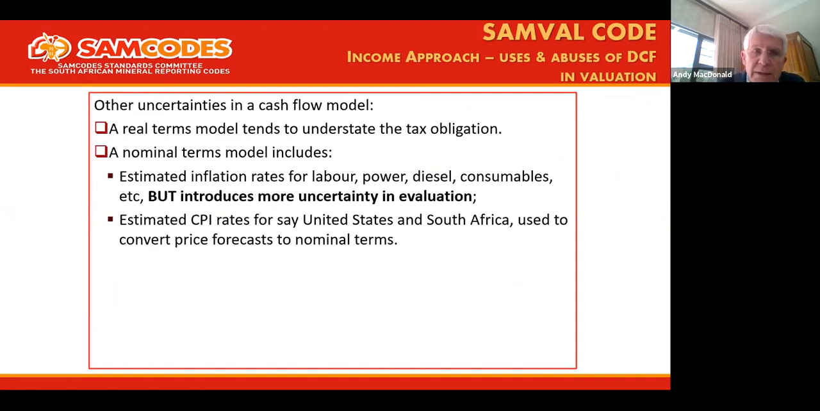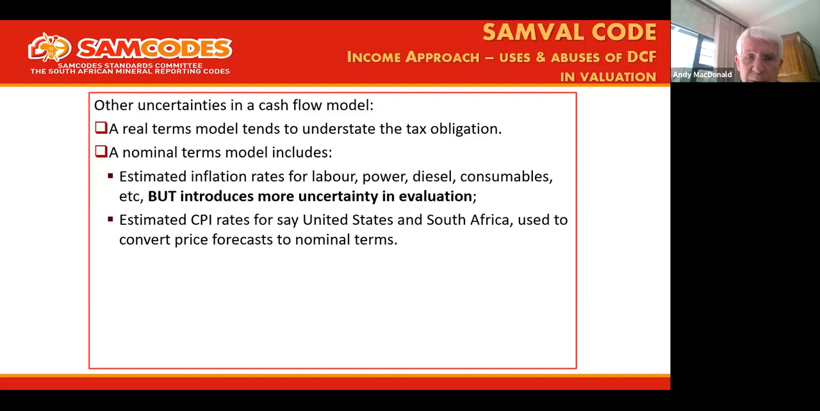If you now say, right, okay, let's get the tax right, we're going to build a nominal terms model, well, now you've got to apply inflation indices to your operating cost, labor, power, diesel, consumables. And nobody knows how those are going to escalate going forward. So you would assume certain rates and apply those, and in fact what you're doing is introducing more uncertainty into the evaluation. So I would argue that if you do a nominal terms model, you cannot then say it's to a feasibility study level of confidence, because you've increased the range of uncertainty in the model.